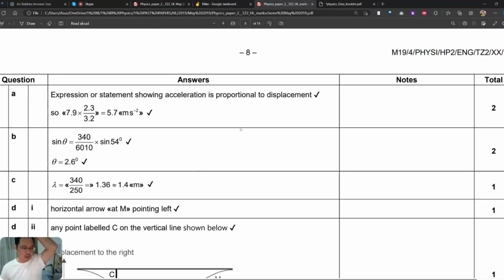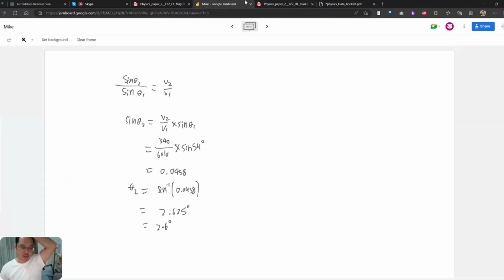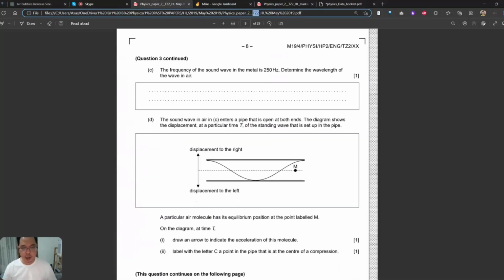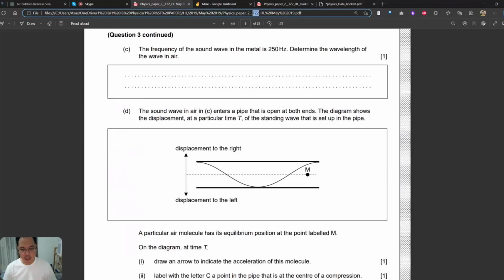I don't think it's that tiny. Oh, it's correct. 2.6 degrees. Okay, 2.6 degrees. And yes, that is correct already. The next one is about wavelength and standing wave.